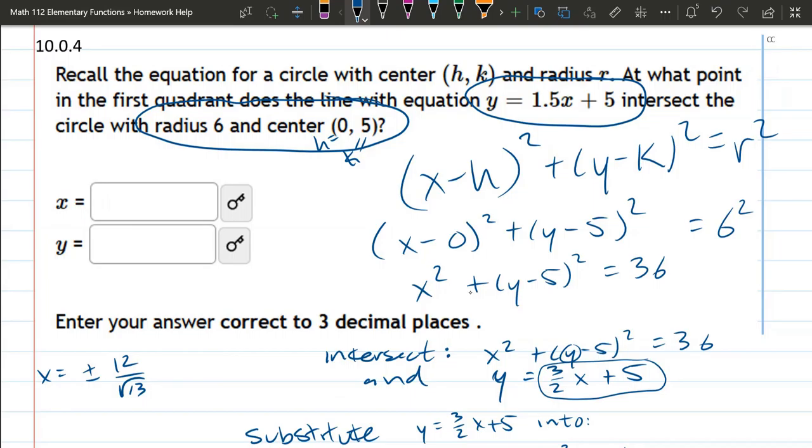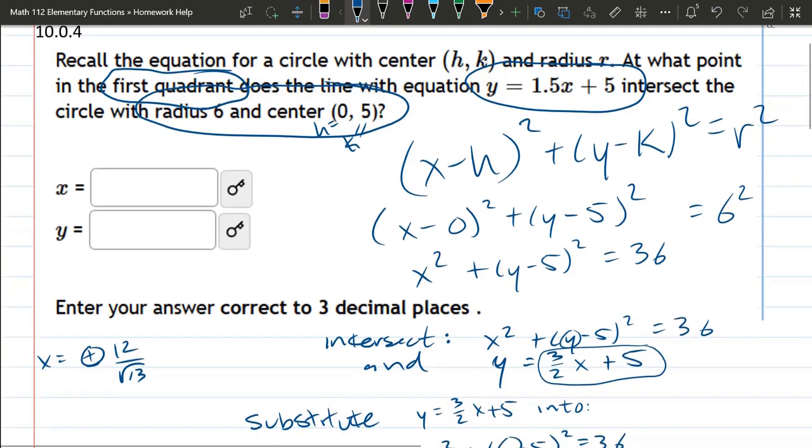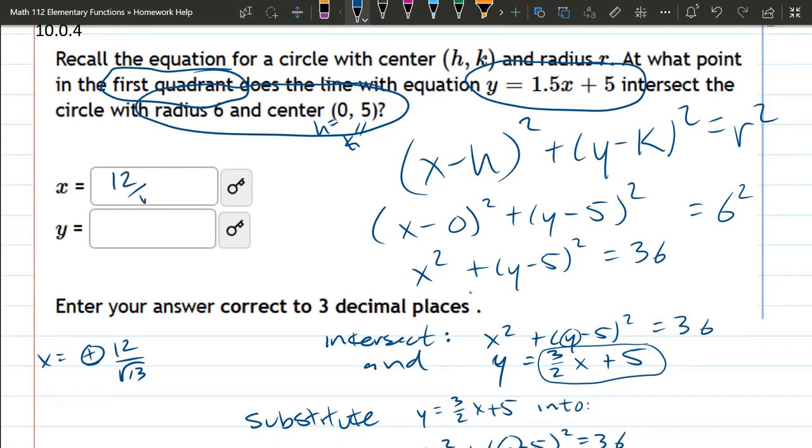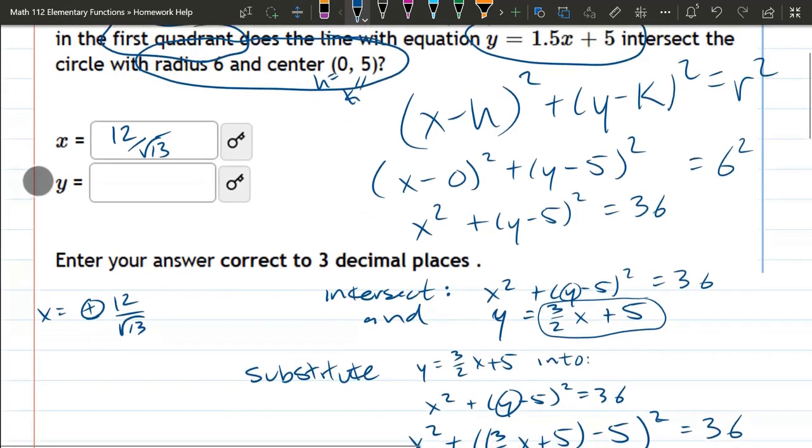Okay, so that's the x value, except do we choose plus or minus? There's another part of this problem that we need to pay attention to: first quadrant. So what happens in the first quadrant? X and y are positive, so we're going to choose the positive version. Again, you may have to type this into a calculator here and get the decimal number.